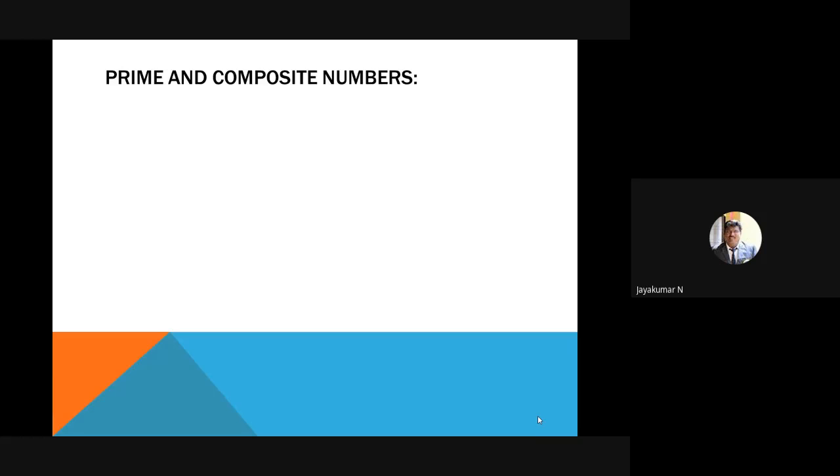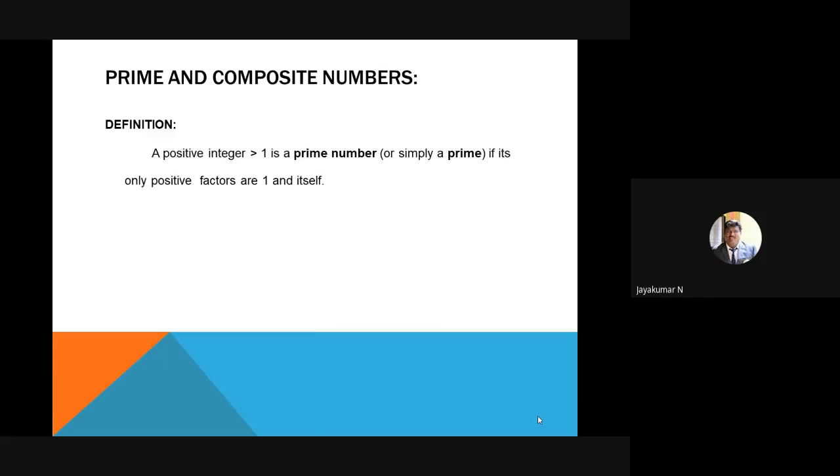Now we see the proper definition of prime. What is the definition? A positive integer greater than 1 is a prime number, or simply prime, if its only positive factors are 1 and itself. So in the definition itself, we bother only about positive integers. We didn't bother about negative integers, so minus 2 is not a prime number. Here we bother about only positive factors, which are 1 and itself.